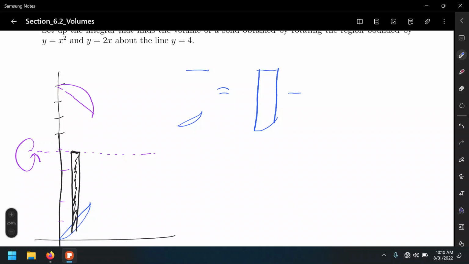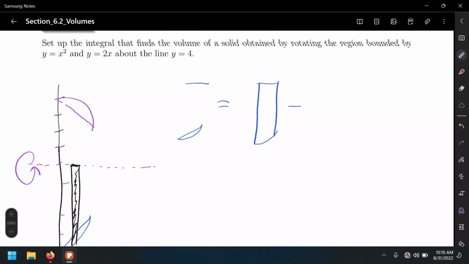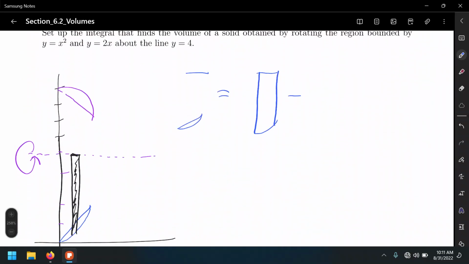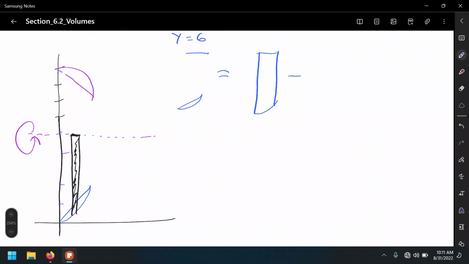Yes, question? The two lines intersect at 4 equals y? Well, no, the intercept right here is 0 and 2. Oh yes, that's true. So ultimately, you know what, let me change the number. Instead, let me do y equals 6. Otherwise it's not going to be a washer. Thank you for pointing that out. I should have changed that.